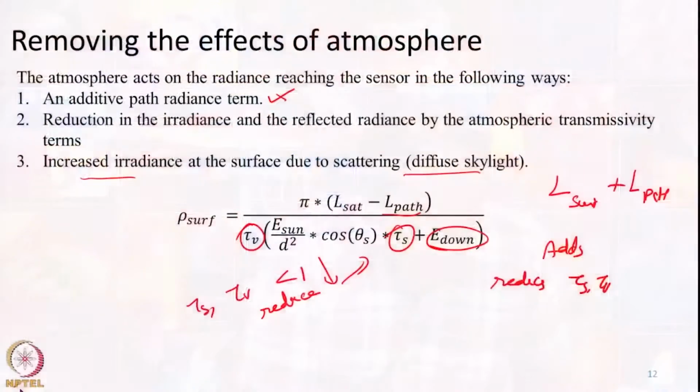So, the three components through which the atmosphere will affect are the transmissivity terms, which are the multiplicative terms, the E down, the incoming irradiance due to diffuse skylight, and the L path, which is the path radiance. These are the ways in which the atmosphere can affect the radiance reaching the sensor.